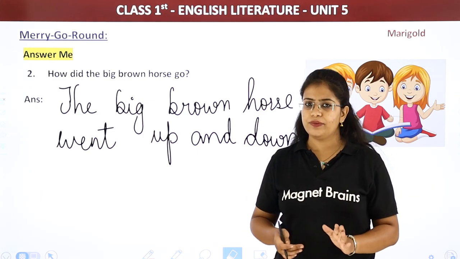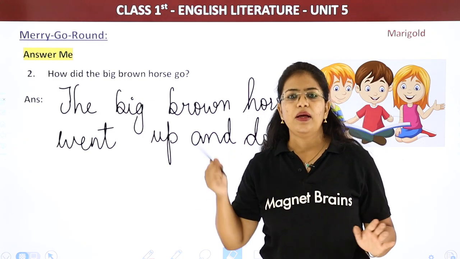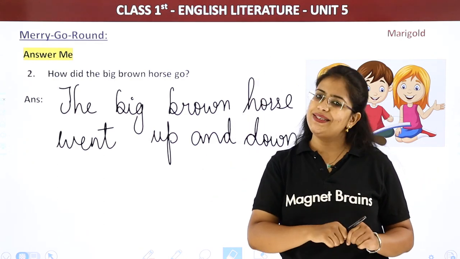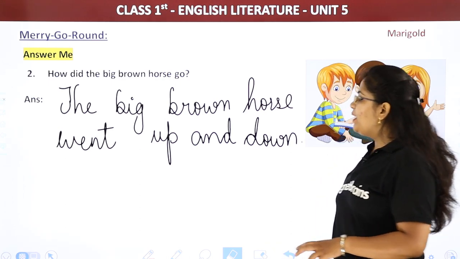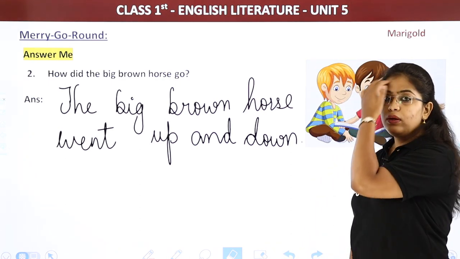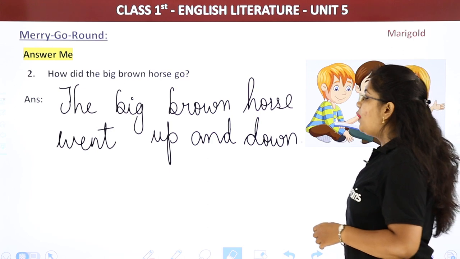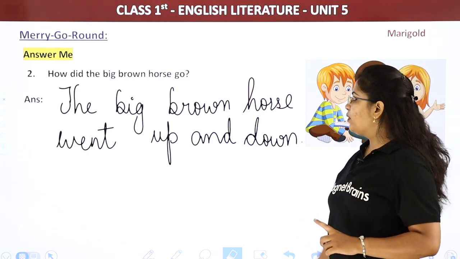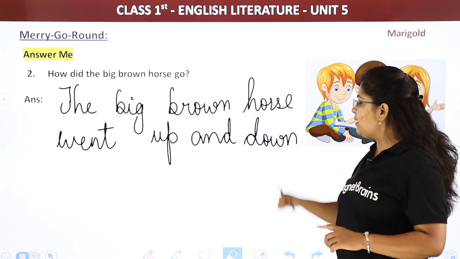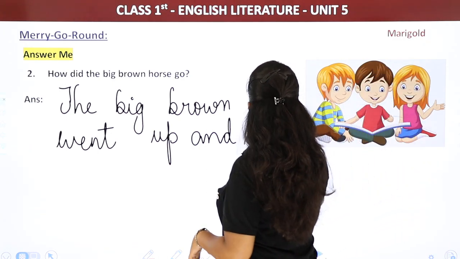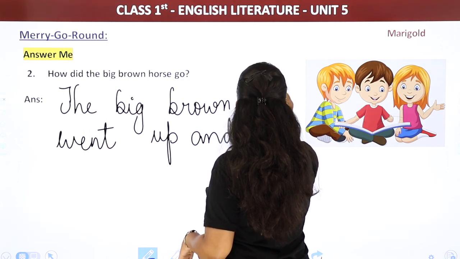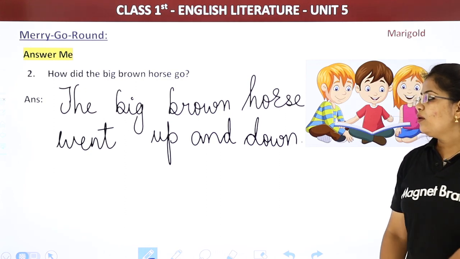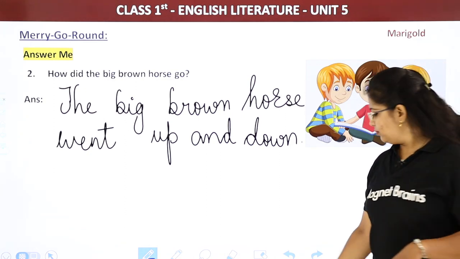Now you know the difference, merry go round round round tha and jo horse tha beech mein that was going up and down, theek hai. B-R-O-W-N, brown. H-O-R-S-E, horse. Then went up and down, okay?